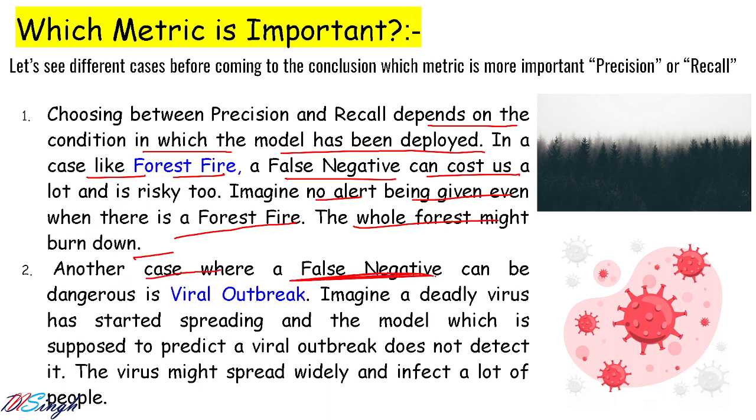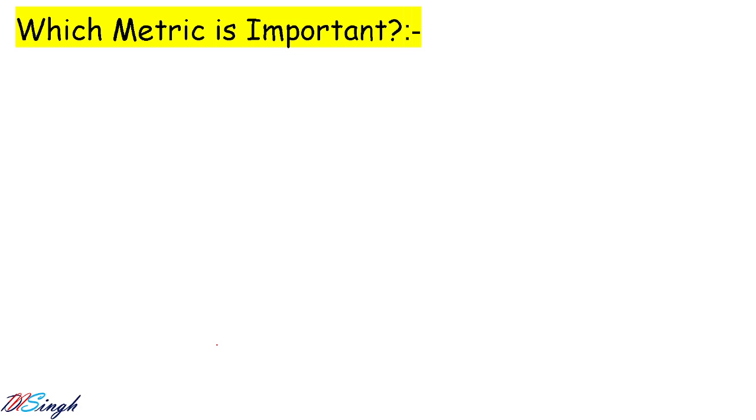Another case where false negative can be dangerous is a viral outbreak. Imagine a deadly virus has started spreading, and the model which is supposed to predict the viral outbreak does not detect it, and the virus might spread widely and infect a lot of people. We have seen how dangerous a virus can be in the case of coronavirus. So अलग अलग केस में precision and recall, both different metrics may be important. Let us move to the next slide.